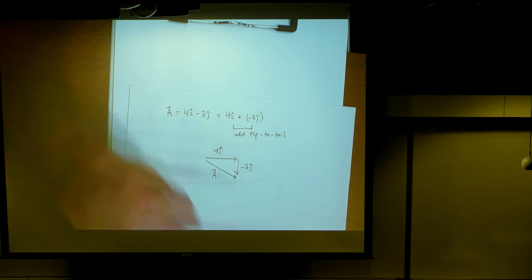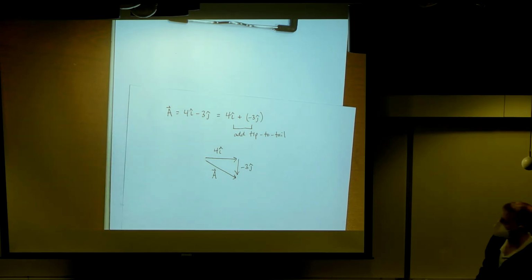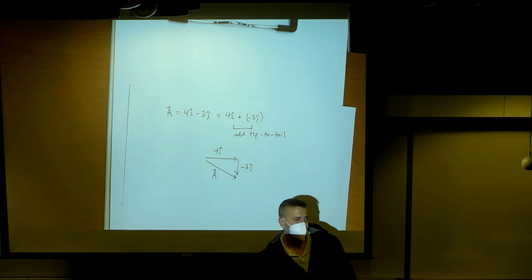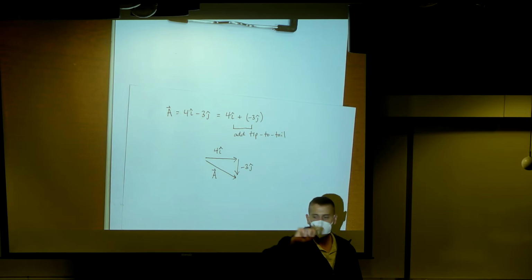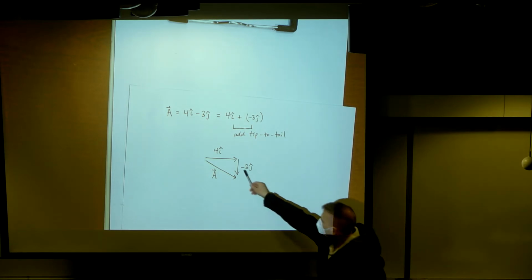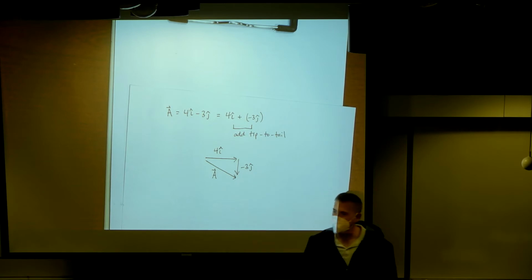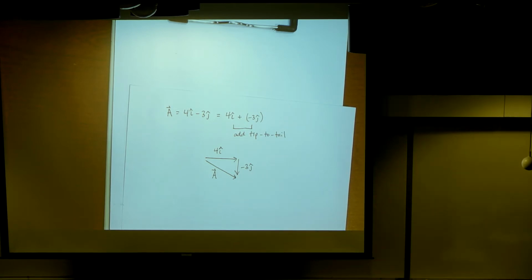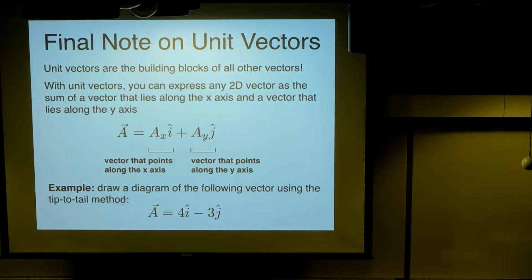And of course, 4 and minus 3 are just arbitrary numbers I chose, right? If I change those numbers to something different, I can get to any vector I want within the xy plane. So that's what I mean by i hat and j hat being the building blocks of everything else. Make sense? All right, so they're not just there for decoration. Hopefully you see that.